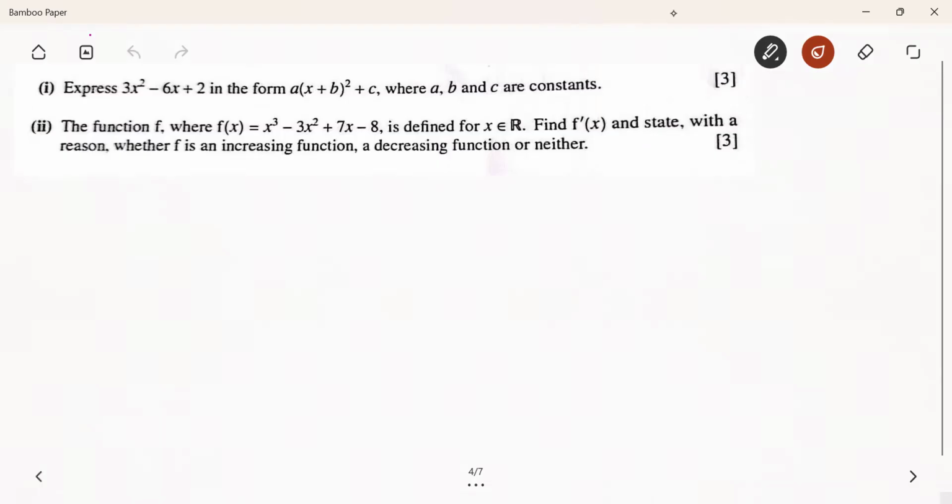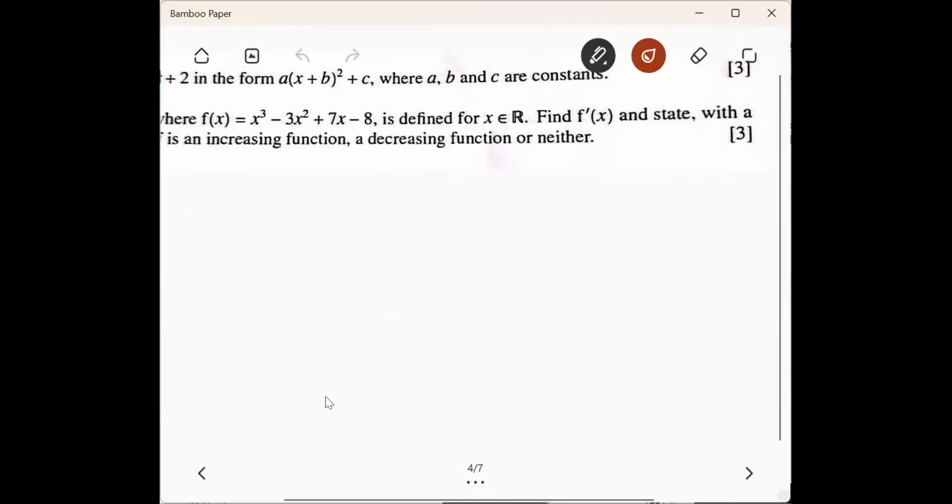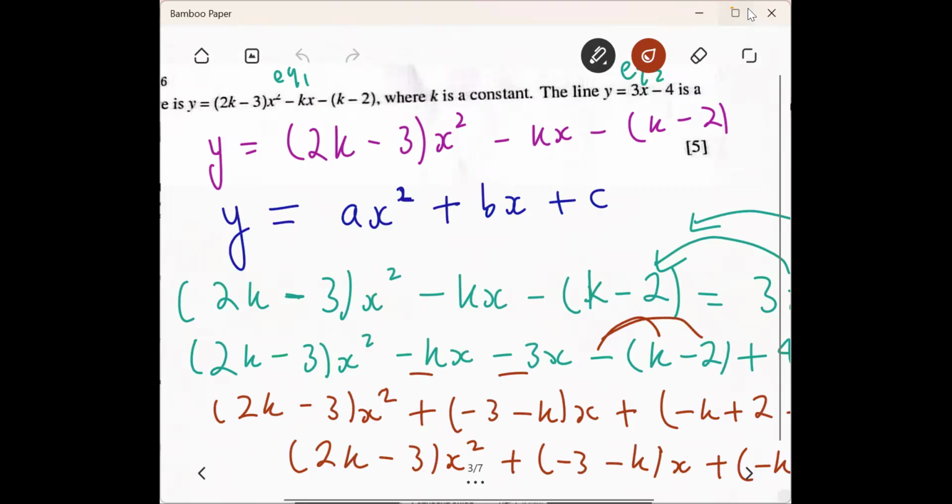Just going to make this a bit smaller and then go back to the previous page. A bit of a glitch here. Okay, let's go back to the previous page. So this is how far we've got.